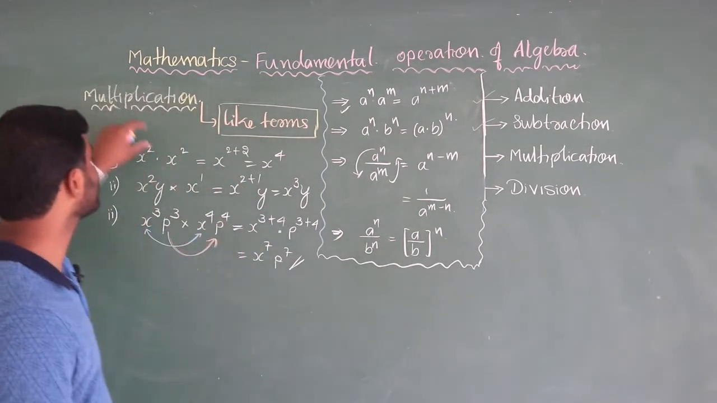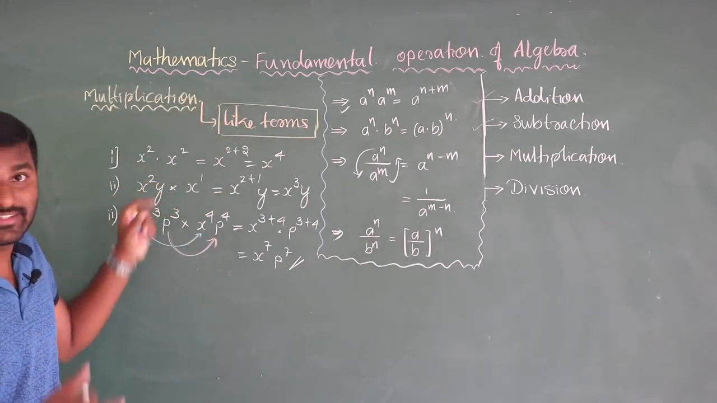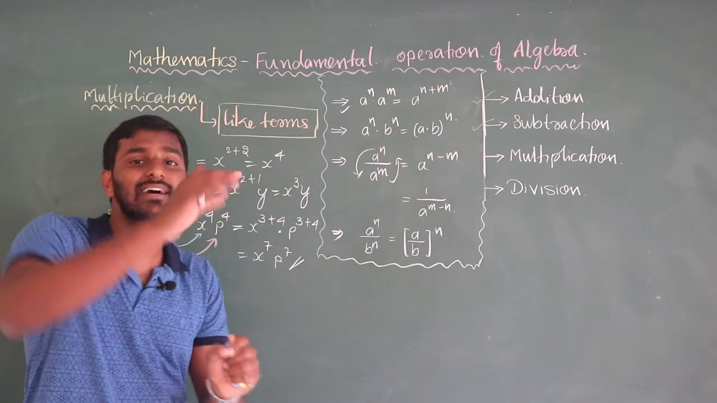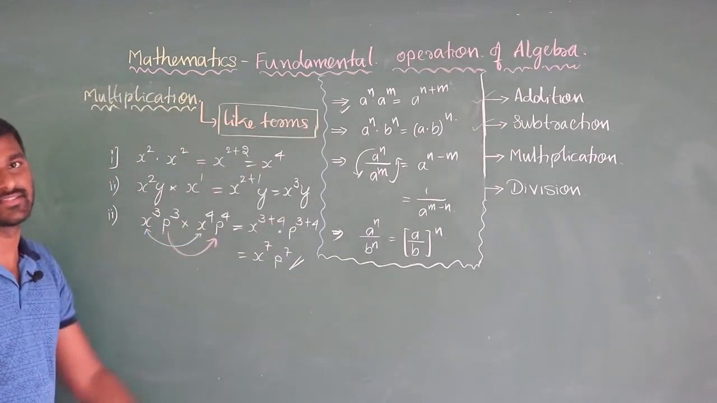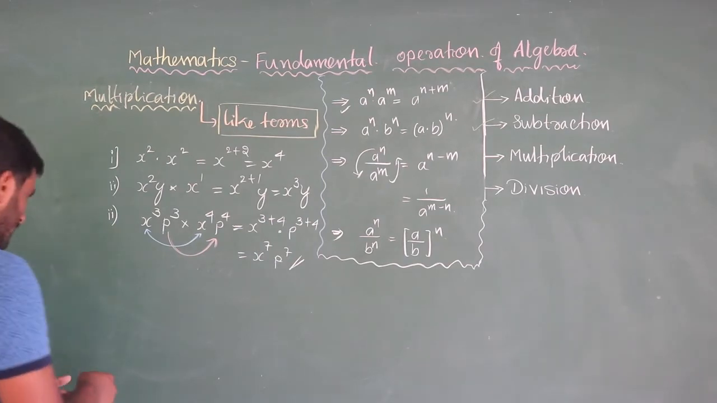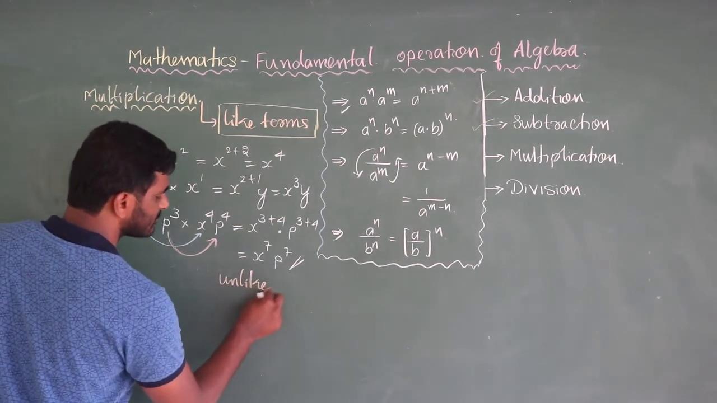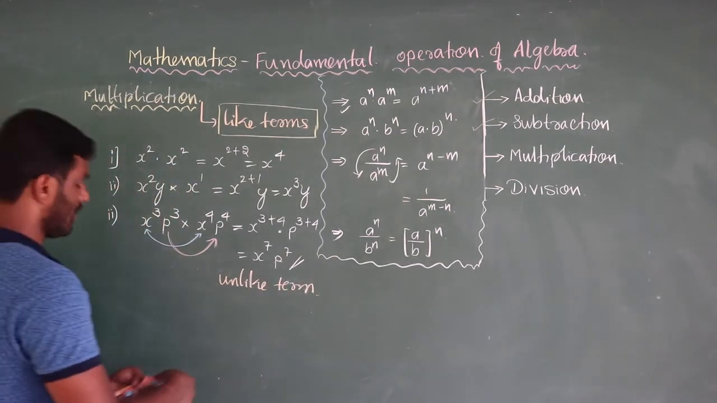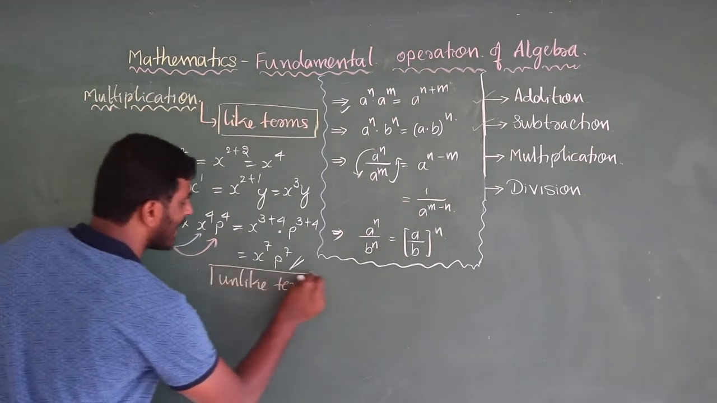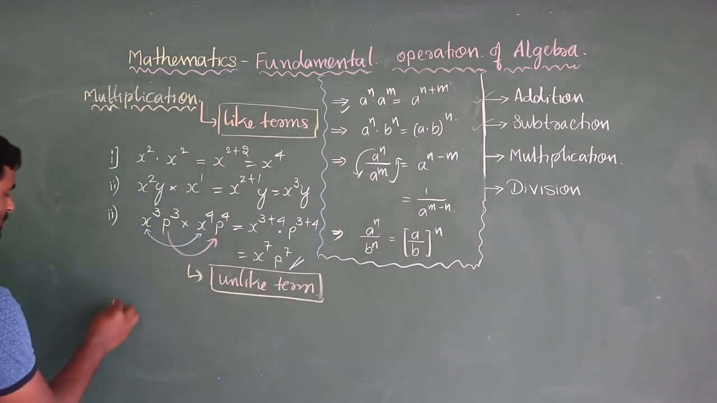Hence what is the definition of multiplication of like terms? We need to match the base and add the exponent to get the answer. Yes, the next concept is unlike terms. So the multiplication of unlike terms. Is it possible to multiply unlike terms? Yes, it is possible. So how?